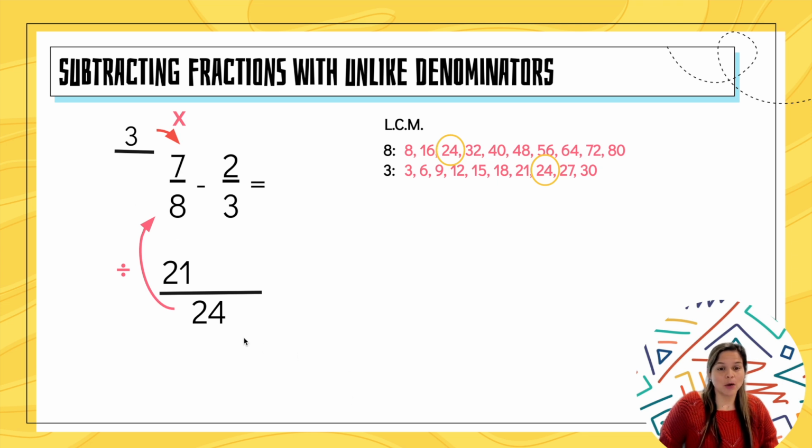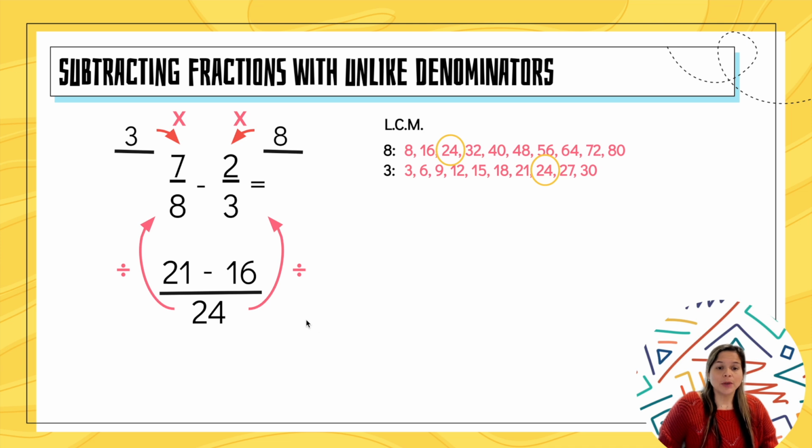Perfect. Now we're going to repeat the steps on the other side with our fraction 2/3. So our common denominator is 24 divided by 3 is equal to 8. And that quotient, we're going to multiply it by the numerator. So 8 times 2 is equal to 16. Remember to always check the symbols that we're using. This is subtraction and it should be subtraction over here.